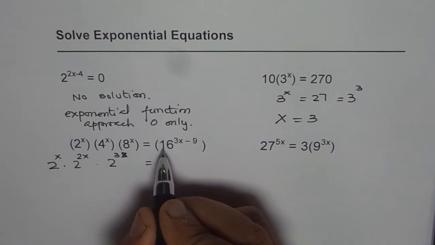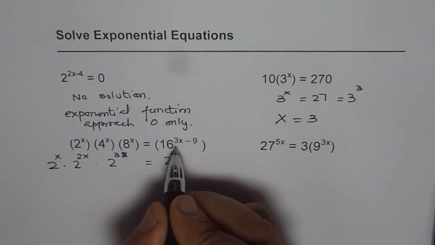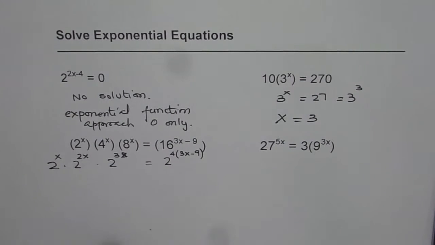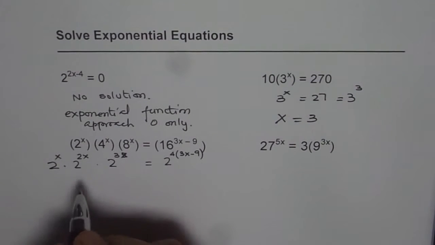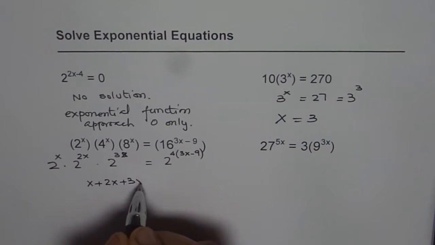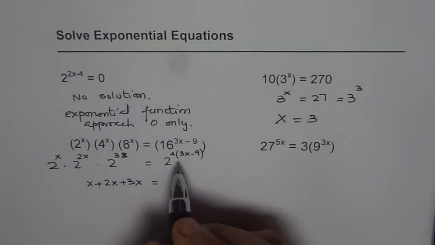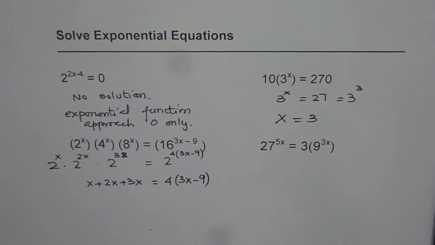And now what is 16? 16 is 2 to the power of 4, right? And we already have some exponent which gets multiplied, which is 3x minus 9, correct? Now we can apply the laws of exponents. When you multiply, these exponents get added up. So we get x plus 2x plus 3x equals the exponent of the number on the right, which is 4 times 3x minus 9, right?